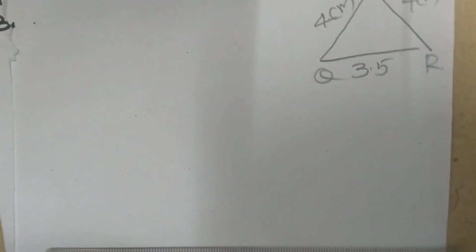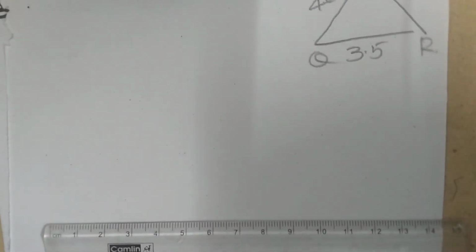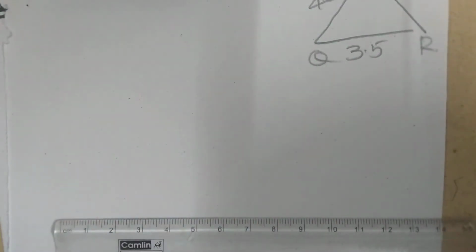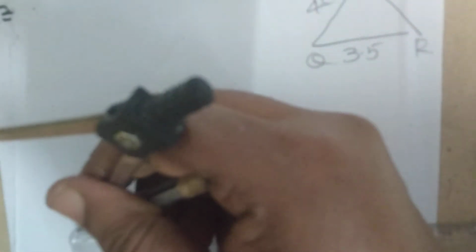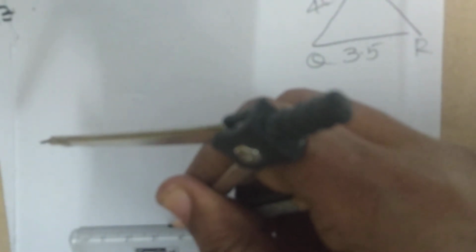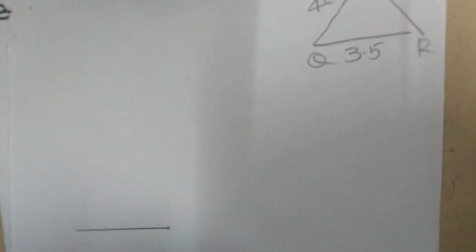Just take out the scale. Then measure the baseline first. The baseline is how much? QR is 3.5. From 0 to 3, between 3 and 4 there are 10 lines. In those 10 lines, the fifth line represents 3.5. Mark it as Q and R. The measurement is 3.5 centimeter.